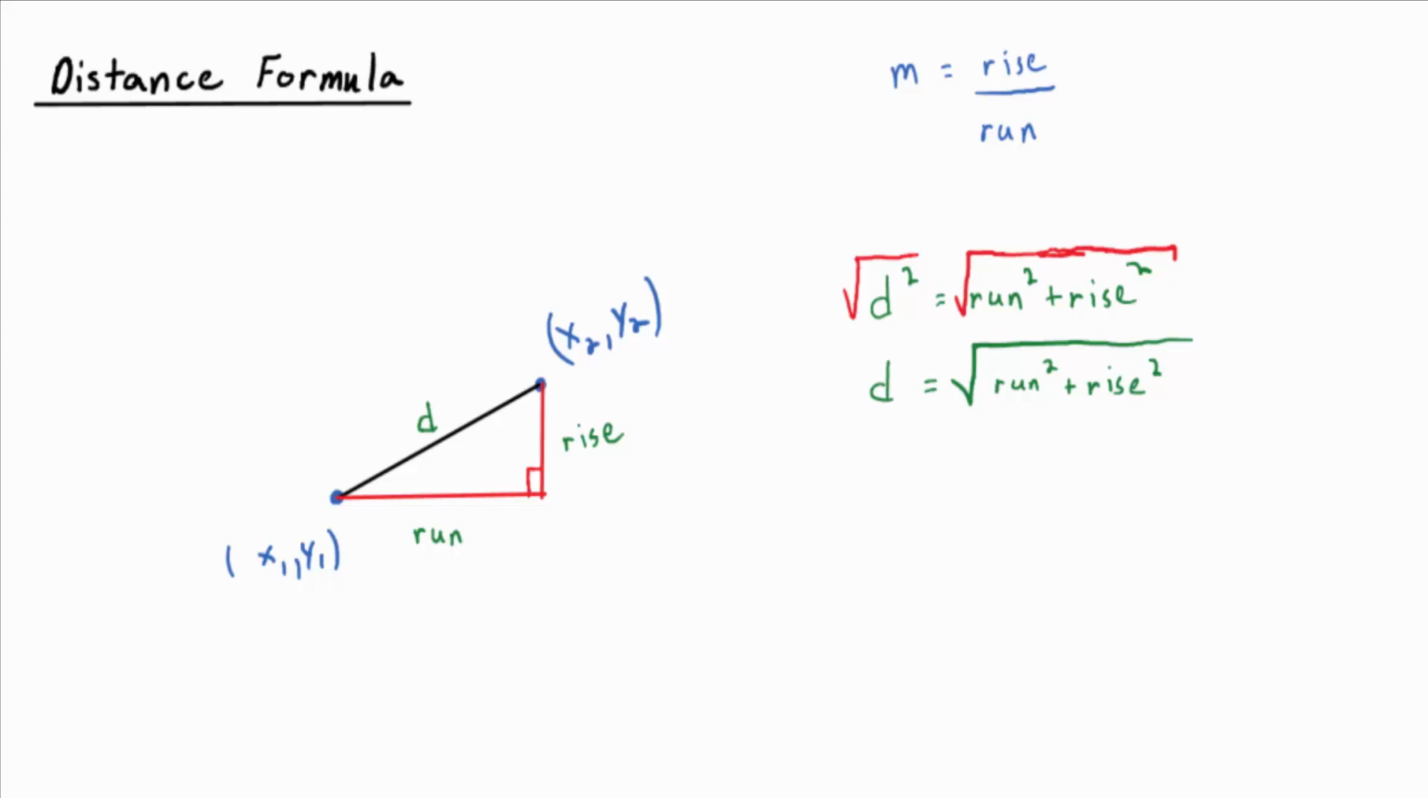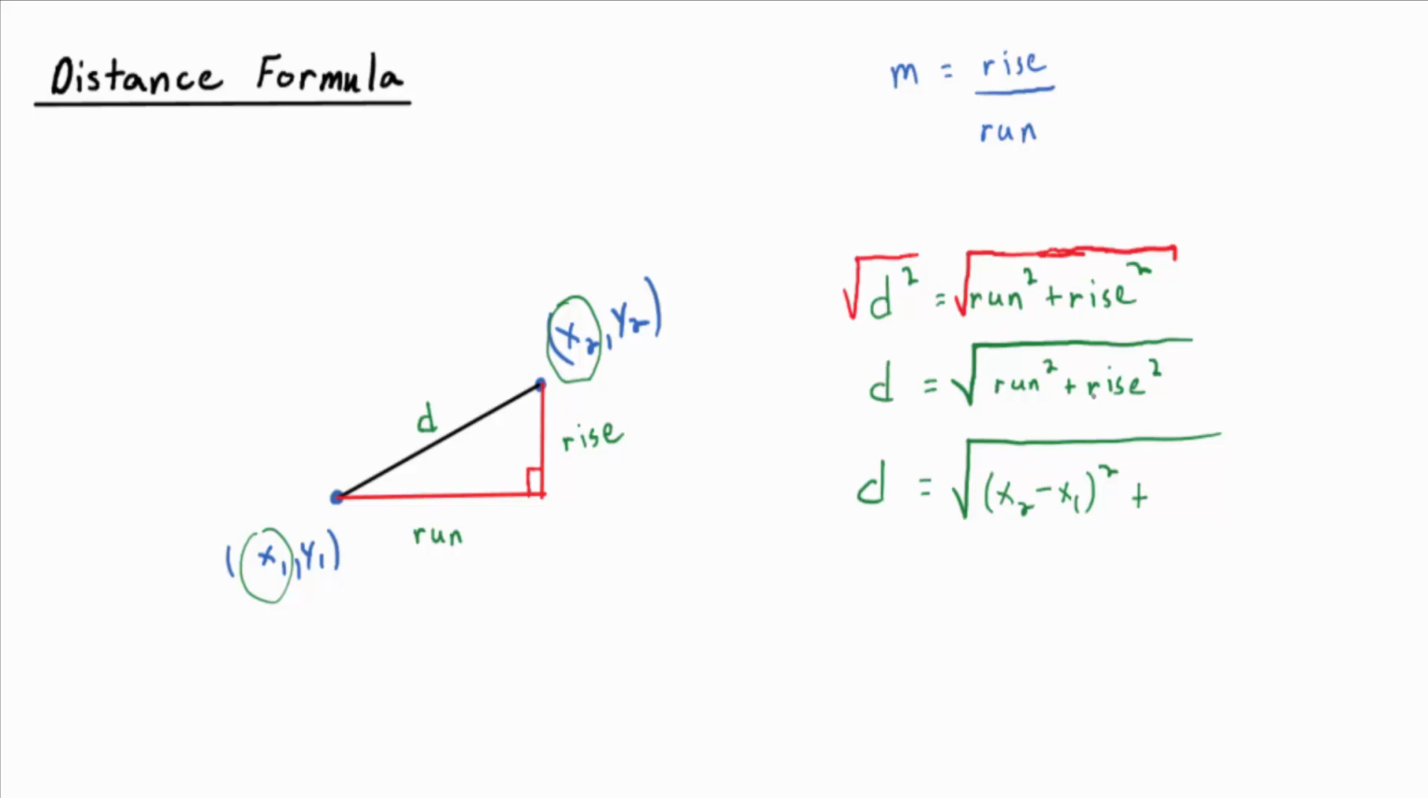Now, what are you going to see in other books? Well, you may remember from the slope formula that you developed in previous classes that the run is really the difference between the x's, right? x2 minus x1. So the run squared would be x2 minus x1, squared.